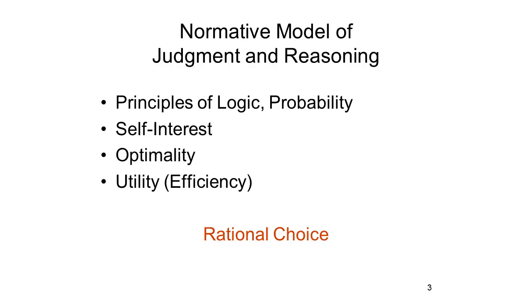According to the normative model of human judgment and decision making that's been handed down to us by philosophers from the time of Aristotle, people should reason about events following normative principles of logic and probability. Their judgments, decisions, and choices should be based on a principle of rational self-interest. This means that they should optimize their choices, maximizing their gains and minimizing their losses. And they should try to optimize in the most efficient manner possible.